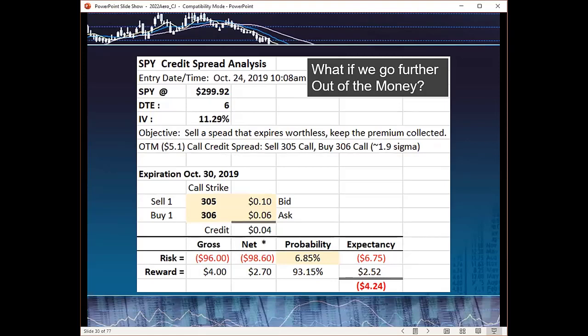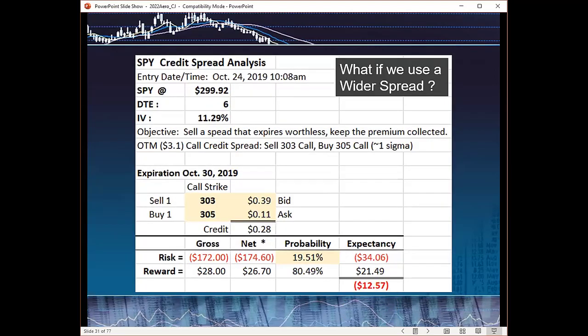So let's do the same thing and just go further out of the money. What if we sold a spread that was about two standard deviations? In this case, it actually ended up being 1.9, but it's the same deal. We sell this spread, it's further out of the money, but it still has a negative expectancy once we do the math. Well, what if we use a wider spread, instead of one strike, two strikes between them?